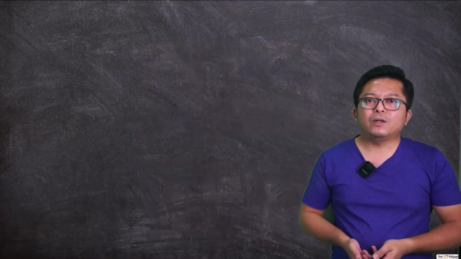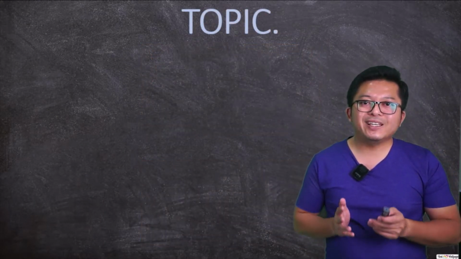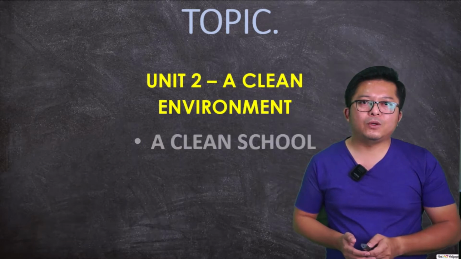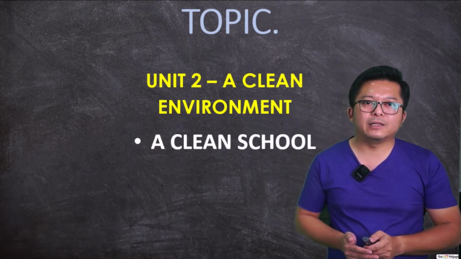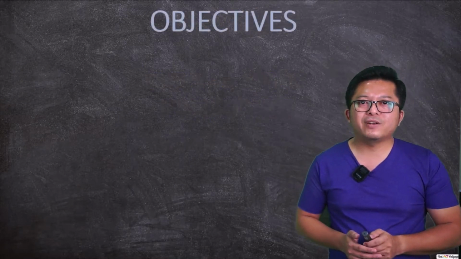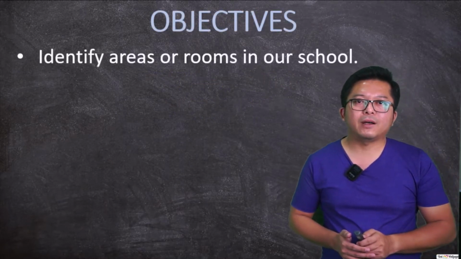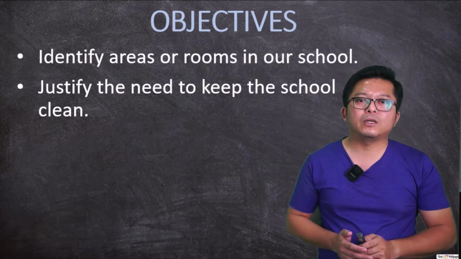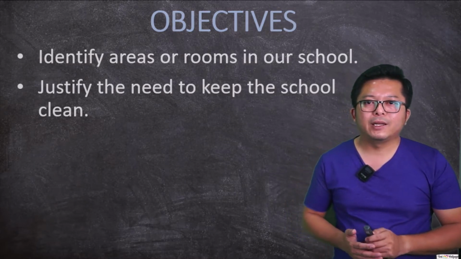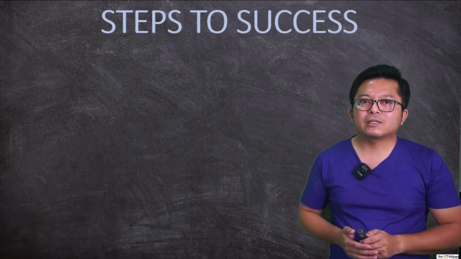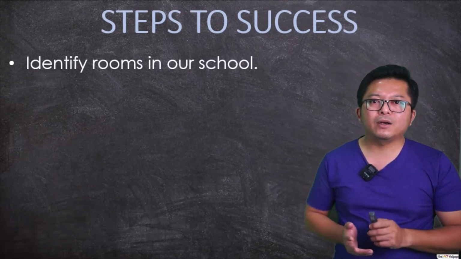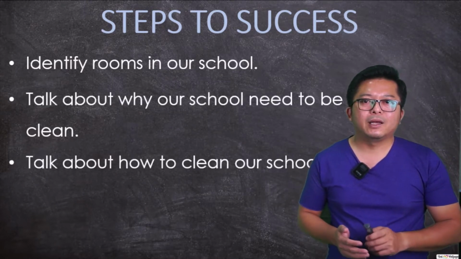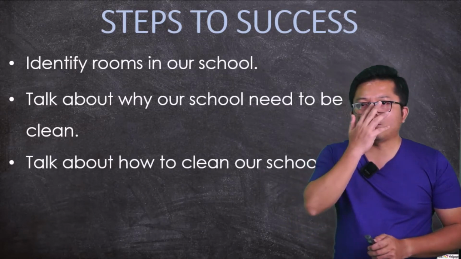Okay, now moving on to our topic for this week. We are still in Unit 2, a clean environment, and in this video we shall learn a new topic, a clean school. Our objective for this video is to identify areas or rooms in our school and to justify the need to keep our school clean. Our steps to success are to identify rooms in our school, talk about why our school needs to be clean, and talk about how to clean our school.